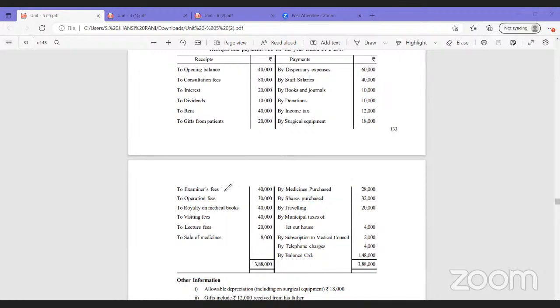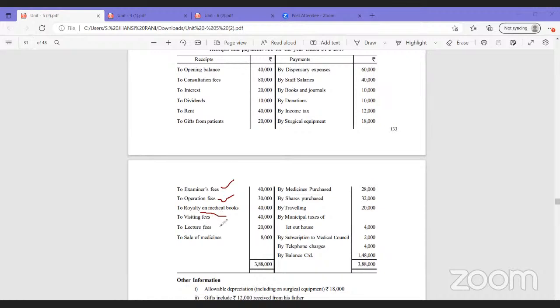Next one, examiner's fee. Yes, he's a doctor. He will conduct exams for the MBBS students, so it is examiner fee. Next, operation fee. Yes, they are doctors. They will do operations, so they receive operation fee. Royalty on medical books. Yes, it has to be taken. Next we go to the visiting fees. Yes, it is also income because he visits different hospitals, so he'll receive visiting fees.